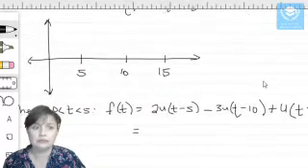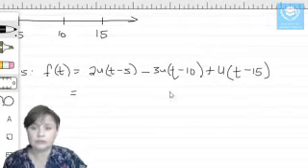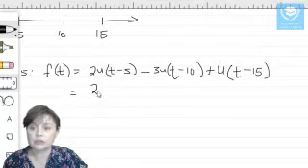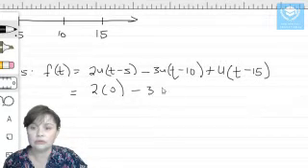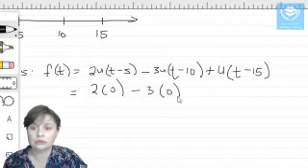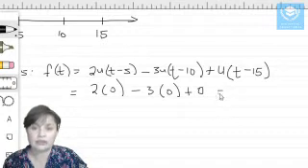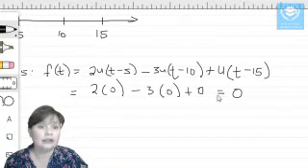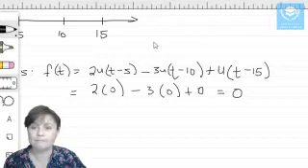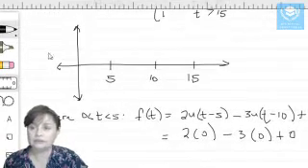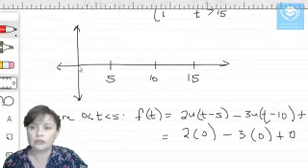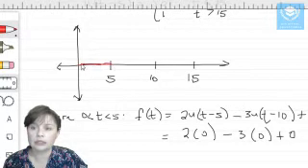Which means, if I look at what's happening to my function, this piece is 0, so it's going to be 2 times 0. This piece is also 0. And that piece is 0, which means that this entire function is going to be 0 between t equals 0 and 5. Which means if I graph it, the graph is going to look like that, right? Because it's 0 there.